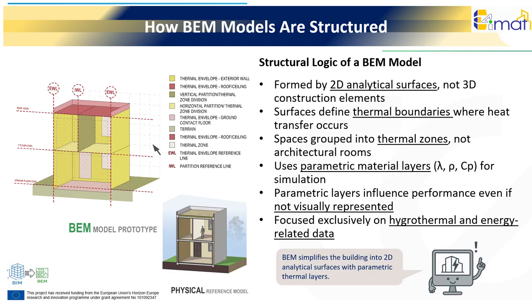Just as in BIM, every element in a BEM model stores data, but the type of data is very different. BEM focuses exclusively on hygrothermal and energy-related information, the properties needed to calculate heat flow, loads, and comfort. Spaces are not modeled as architectural rooms, but as thermal zones, grouped according to conditioning patterns and internal gains. In summary, BEM is an analytical, simulation-oriented model made of 2D surfaces enriched with parametric thermal properties, designed specifically to evaluate the building's energy behavior.